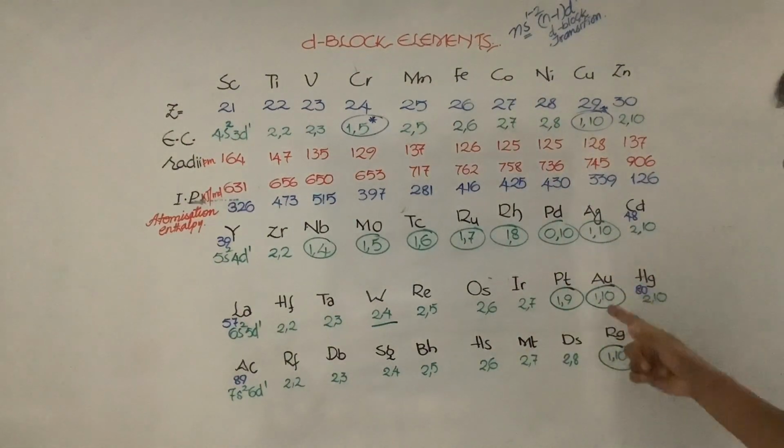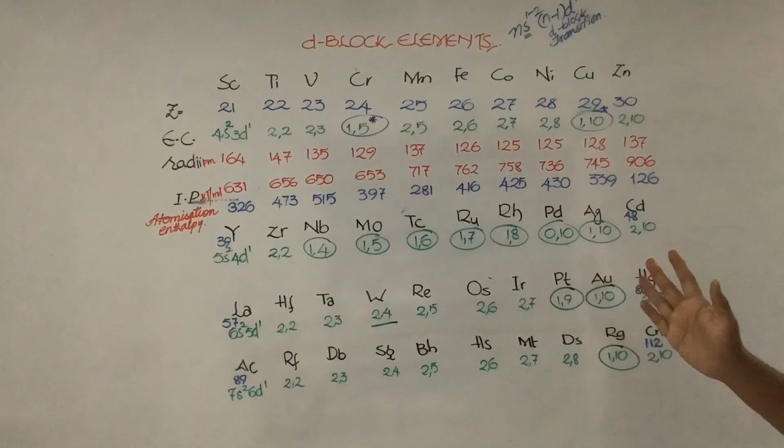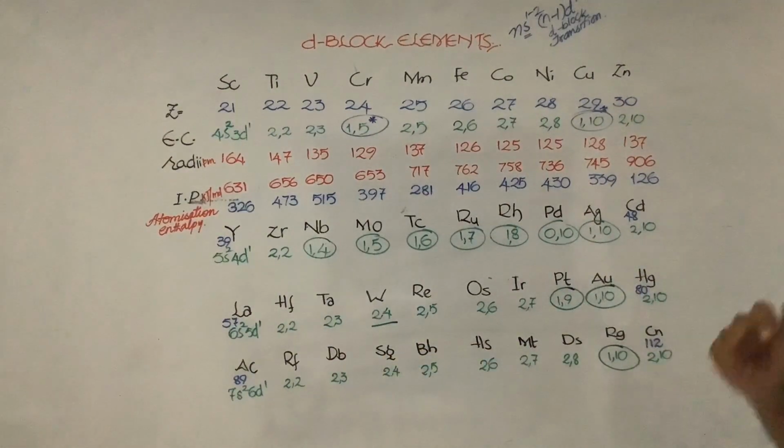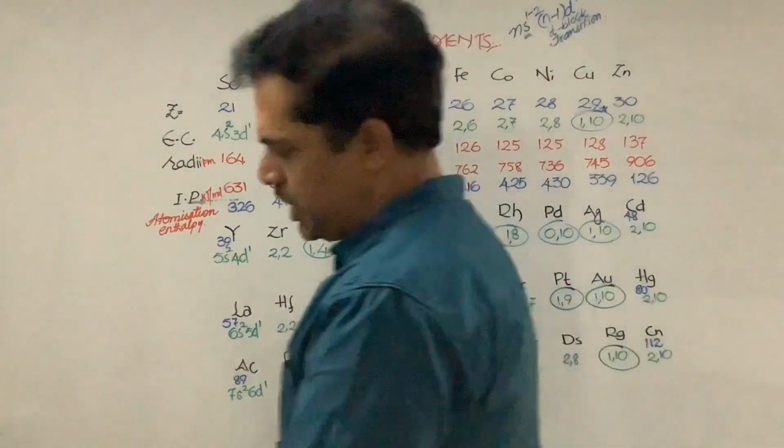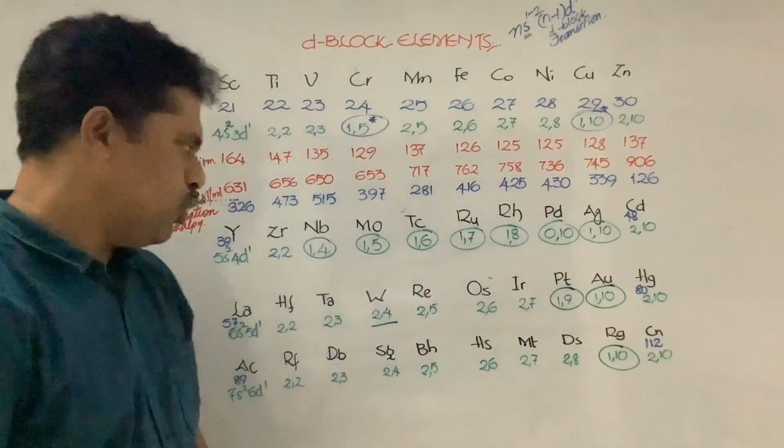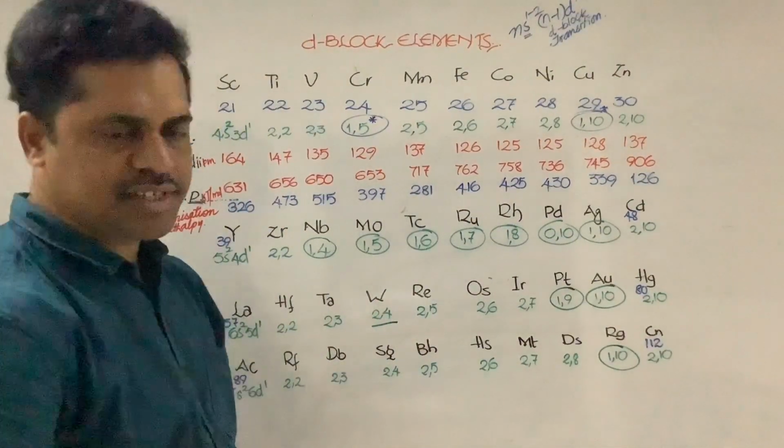Gold is having 110. This is very similar to the copper. Here, no need to discuss much about this one. That's about the electronic configurations. Coming to atomic radius, what are the important points?